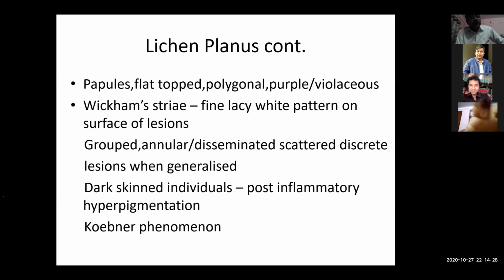So papules are the principal lesions here. They may be flat topped or planar, the top of the papules being plain. They may also be polygonal in shape. They are purple in color, violaceous, and pruritic, as I mentioned in the definition. Those are the 5 P's, and the single S is Wickham's striae.